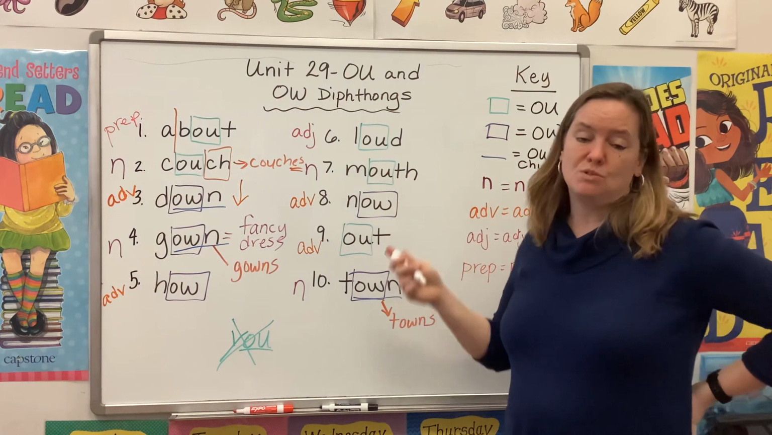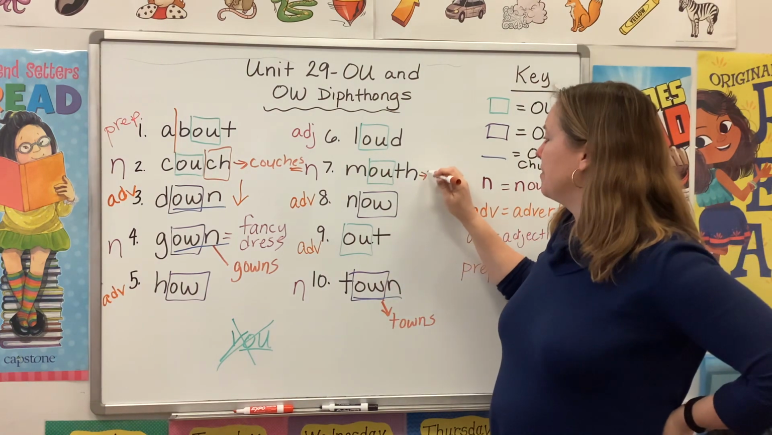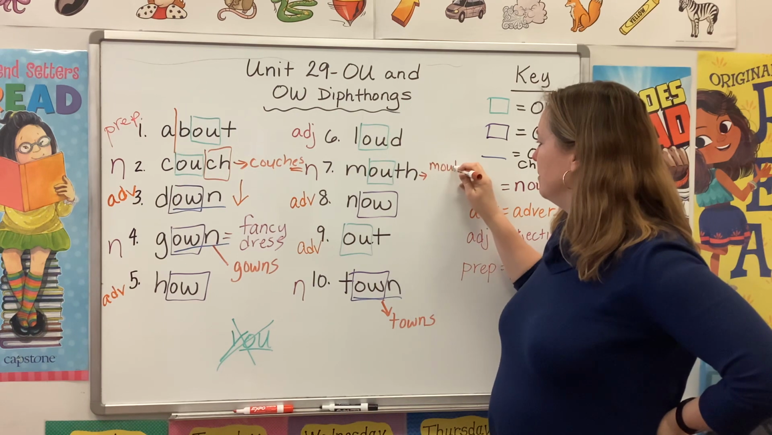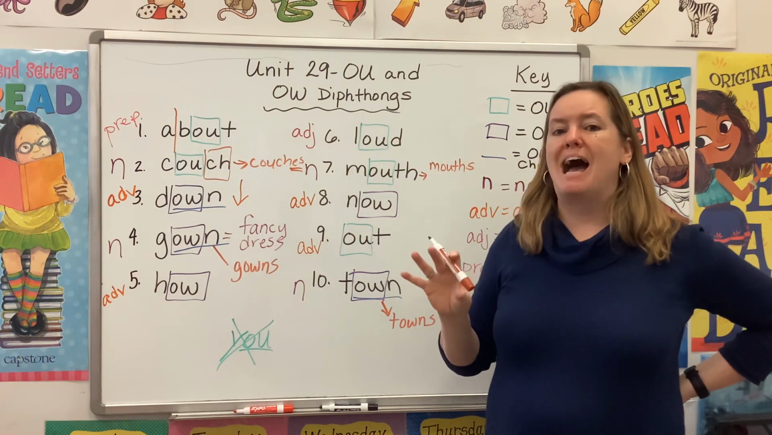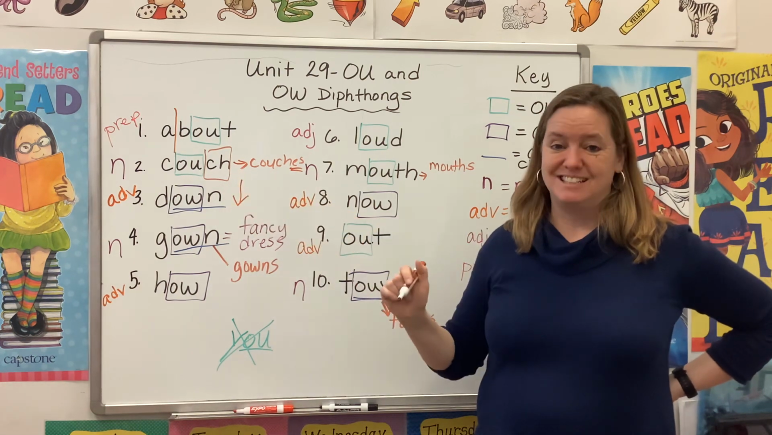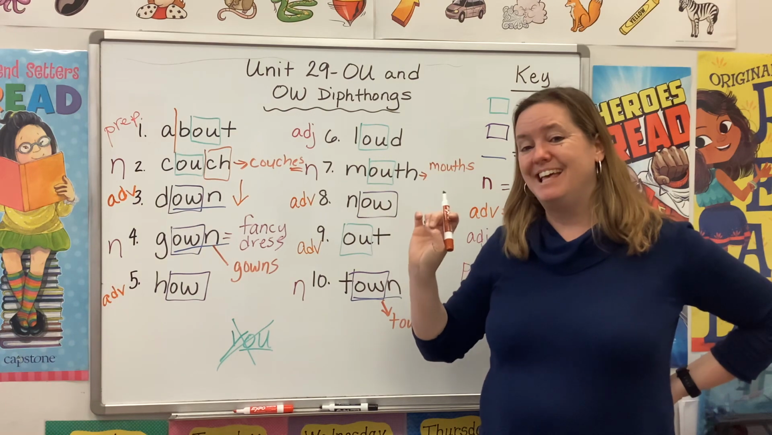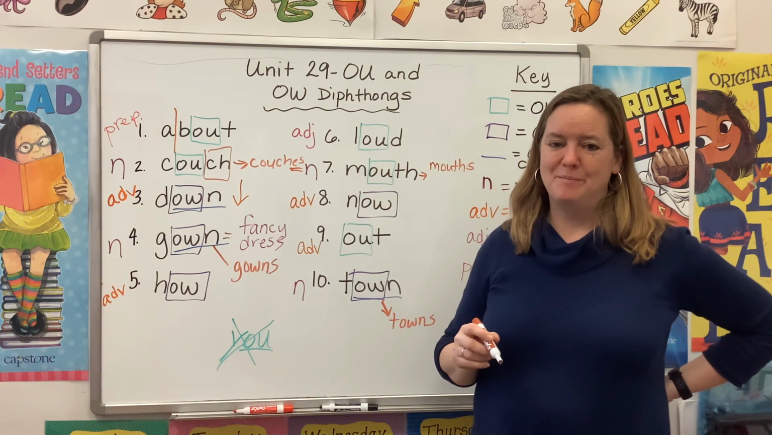We don't do that with words that end with th. Mouth just becomes mouths, okay? Mouths sounds right. Couch-s doesn't sound right. If you can hear that extra sound in there, couches, use E, okay? I hope that makes sense.